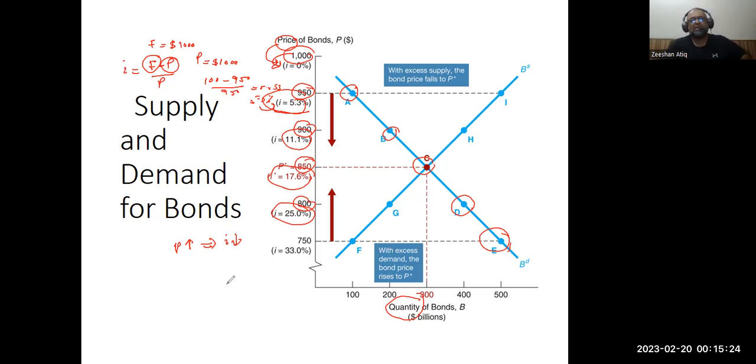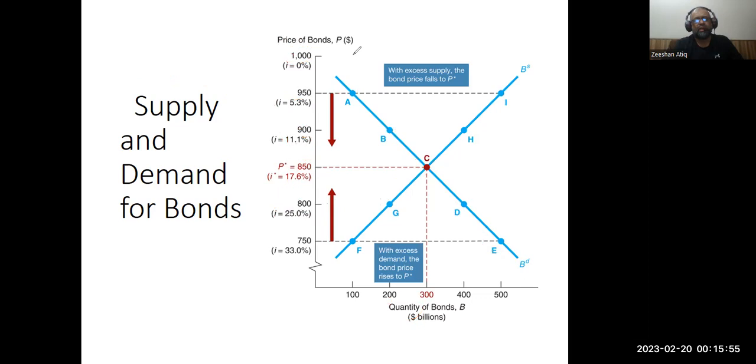So the price of the bond and the interest rate on the bond have a positive relationship. Now you can also see that every corresponding price of the bond lying on the supply curve or the demand curve has a corresponding interest rate. For example, $800 has a corresponding interest rate of 25%, $850 has 17.6%, $900 has 11.1%, and $950 has 5.3%. And the $1,000 price, equal to the $1,000 face value, gets you a 0% interest rate.